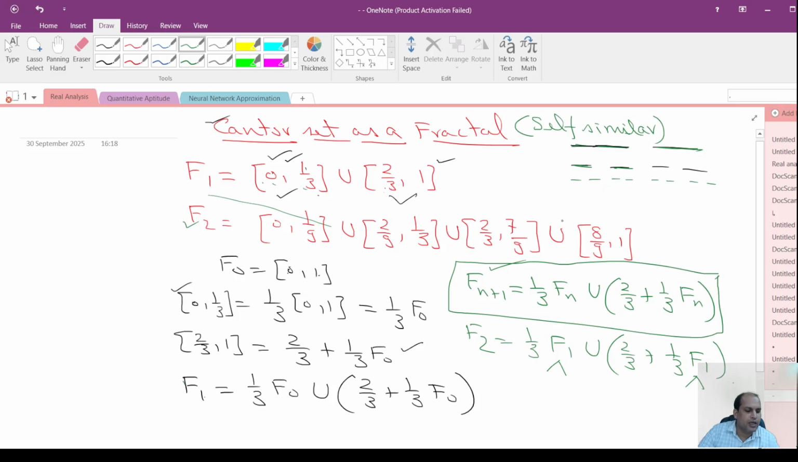Each part is a scaled down copy of the whole, and the Cantor set is invariant under scaling. We are doing scaling here, and it is invariant under scaling by 1/3 and translation by 2/3. This is the reason why the Cantor set is one of the examples of a fractal.